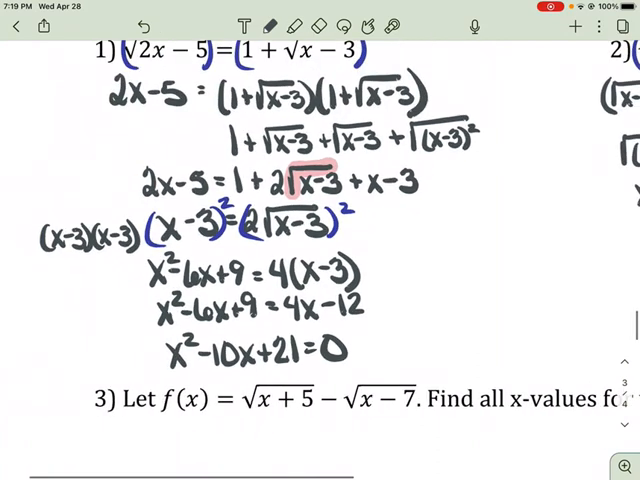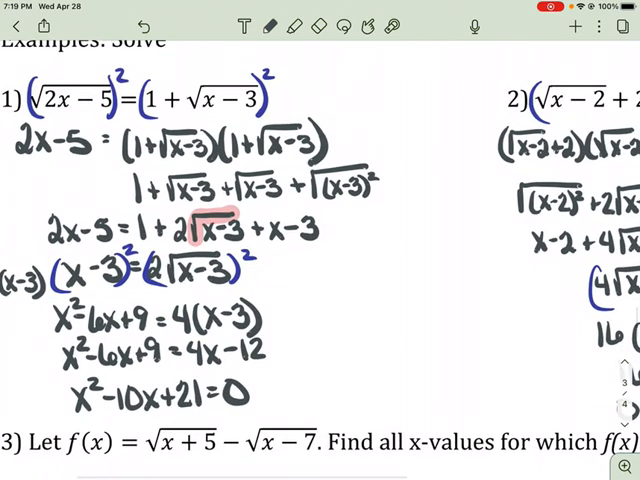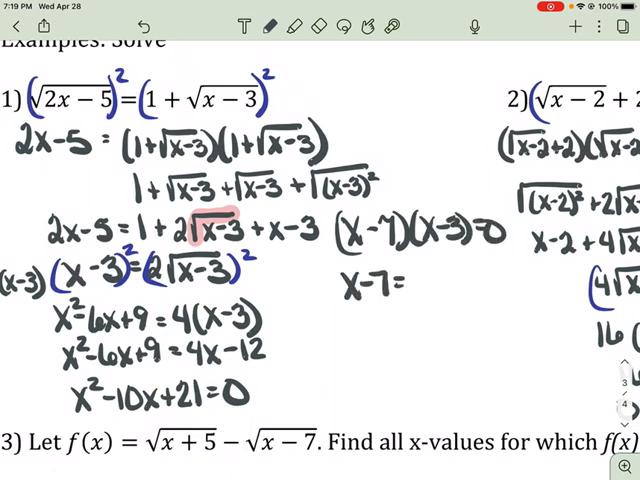Now we're going to have to factor. Factors of 21 that add up to negative 10 are negative 7 and negative 3. I'm running out of room. So we're going to get x minus 7 equals 0, so that's 7. x minus 3 equals 0, and that's 3.